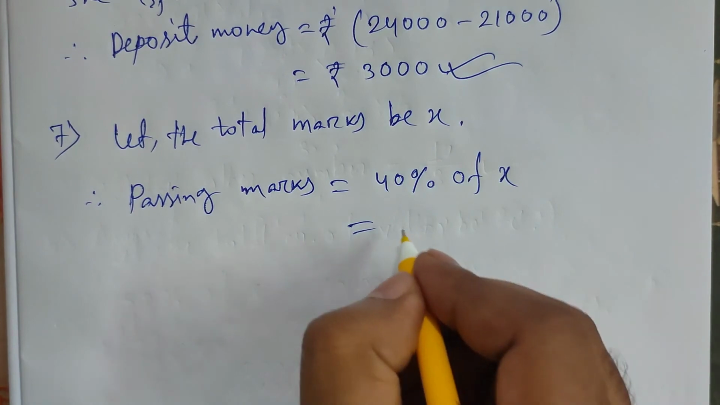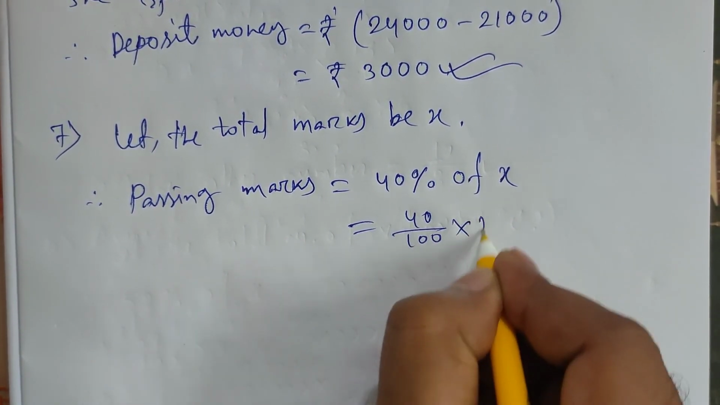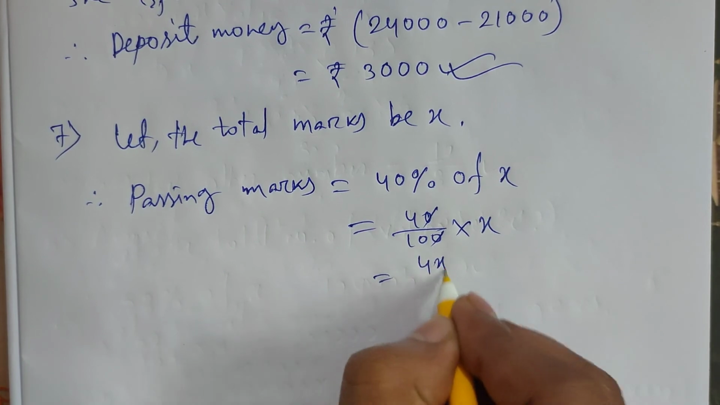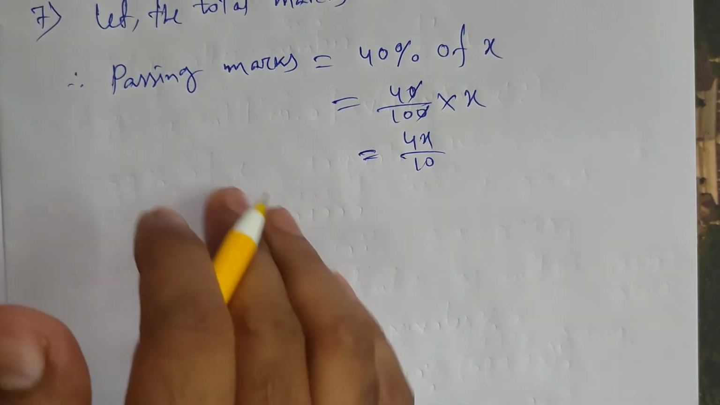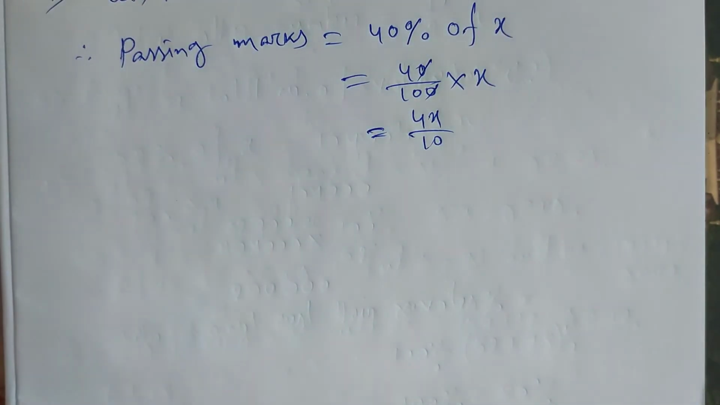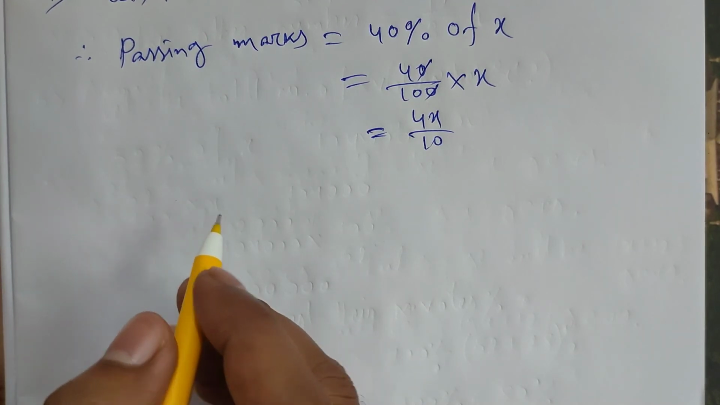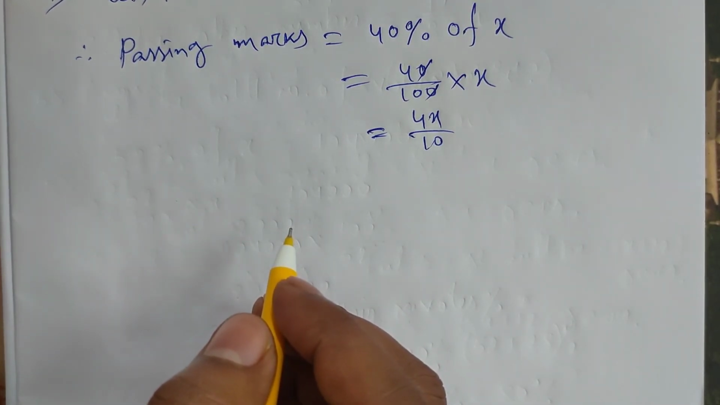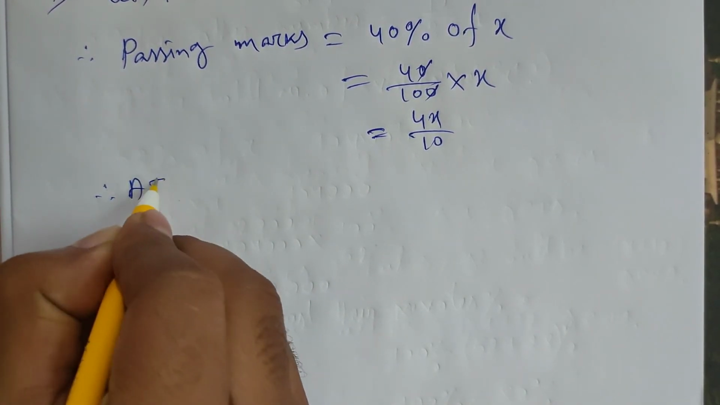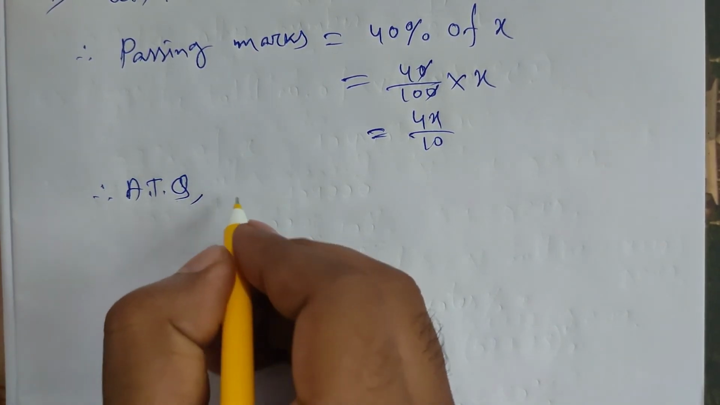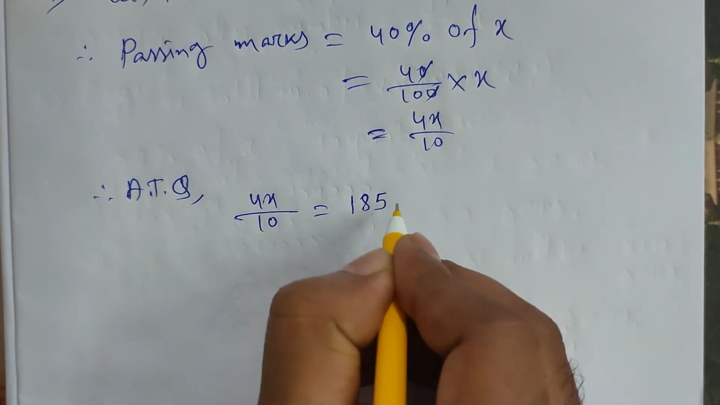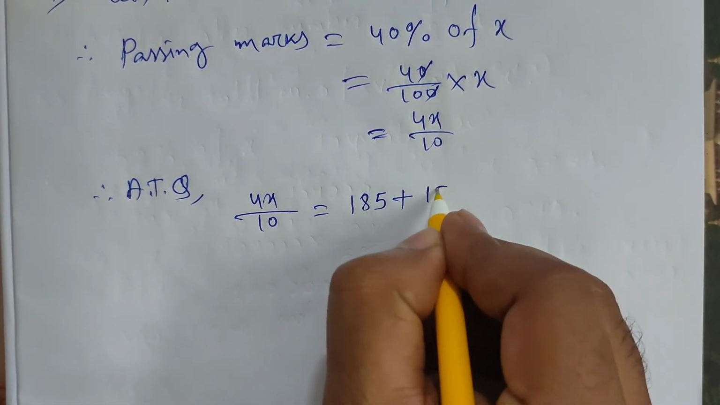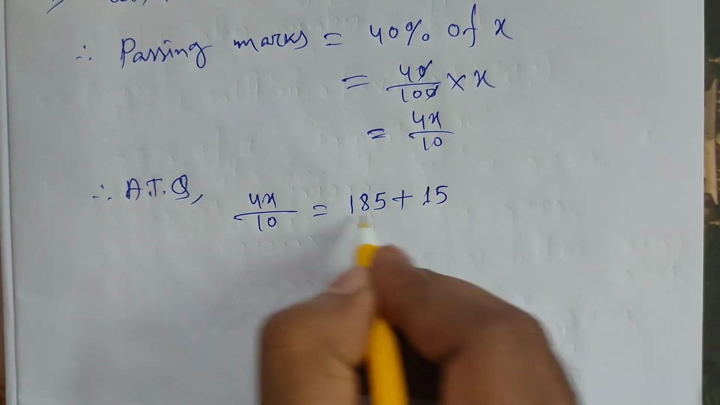Total marks is here x. So 40 divided by 100 multiply x. So it will be what? 4x by 10. This is the passing marks. And here is written, Rupa got 185 marks, and failed by 15 marks. That means if we add 185 with 15, then Rupa will be passed. Therefore ATQ means according to question. So 4x by 10, this is the passing marks, and Rupa get 185, fail by 15 marks. If we add 15, then she will be passing the examination.